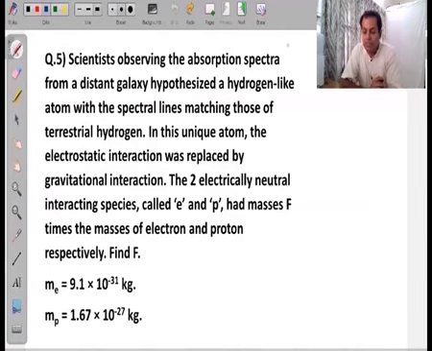Now the question says the two electrically neutral interacting species called E and P had masses F times the masses of electron and proton respectively. So once again we have a heavier particle in the center, a lighter particle around it. Based on this and the fact that the spectral line is identical, even though the interaction is much weaker on that length scale, find what should be F, given that the mass of electron and mass of proton are as provided. Let's proceed with the solution of this problem.